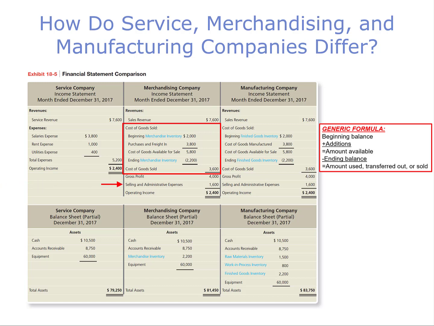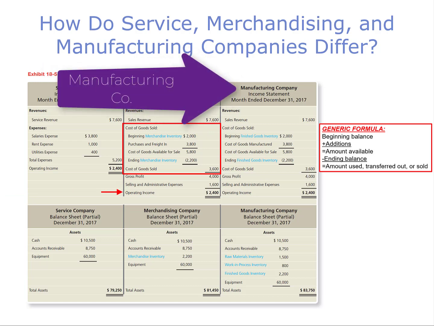Then we subtract our period costs and place them in the selling and administrative expenses section. Remember, period costs just means they are costs not associated with a product. Then we arrive at operating income.